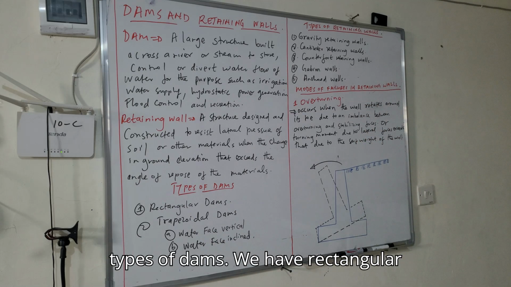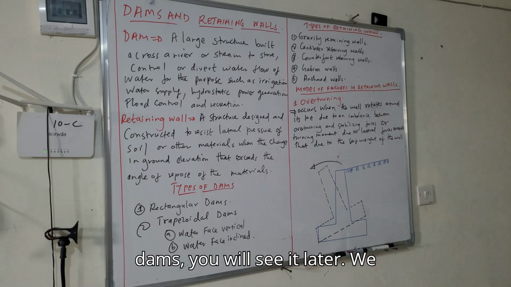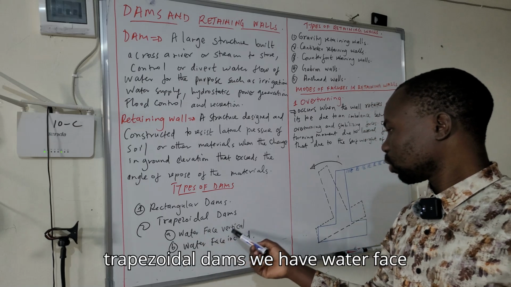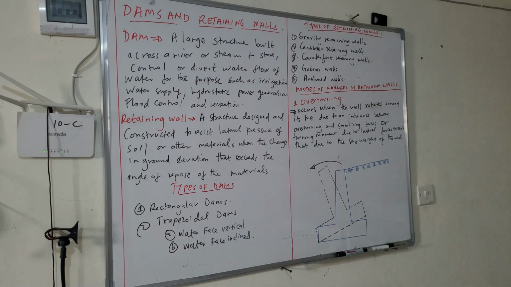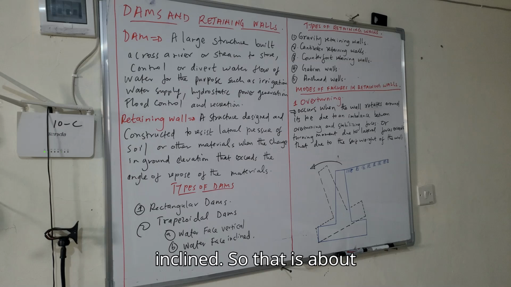So we have different types of dams. We have rectangular dams. You will see it later. We have trapezoidal dams. Under trapezoidal dams, we have water face vertical and water face inclined. So that is about types of dam.